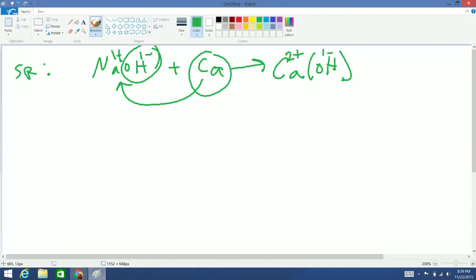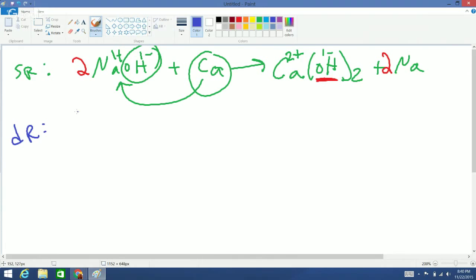Hydroxide being a 1 minus and calcium a 2 plus, which means I need Ca(OH)2. I need 2 hydroxides to balance out my 1 calcium. And what that does is leave sodium left over. Sodium being an atom doesn't have a charge. It's not an ion, it's just an atom. That would be a single replacement reaction. To finalize the equation, I'd want to balance it by noticing I have 2 hydroxides on this side, so I have to put a 2 in front of my NaOH, which creates a 2 for my Na. There is a single replacement.